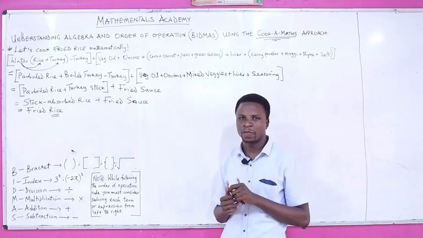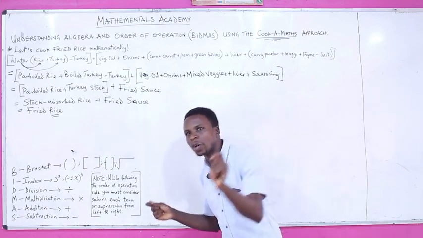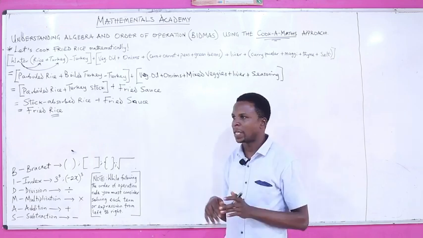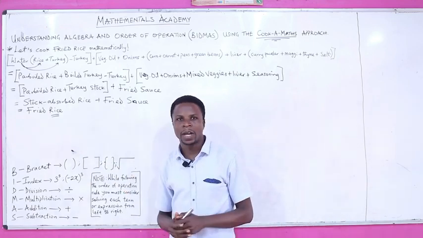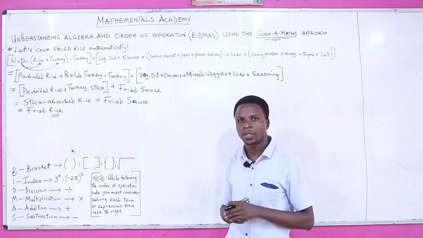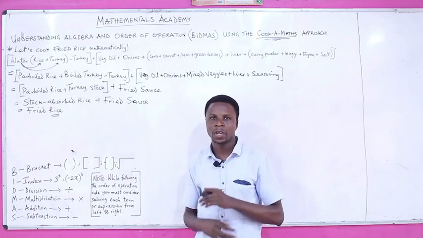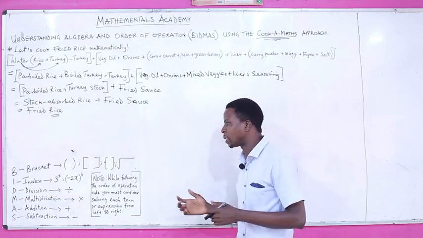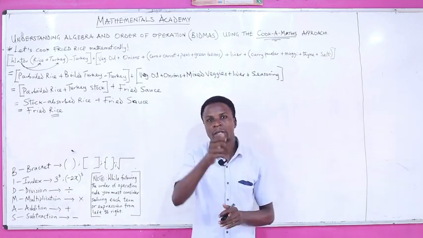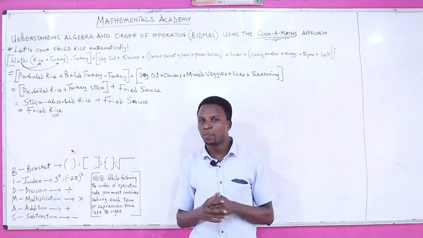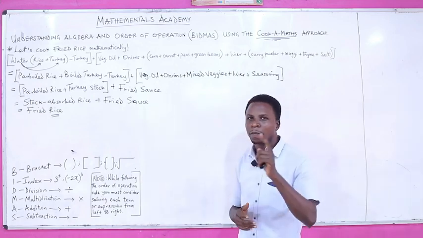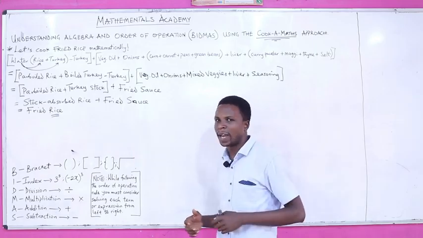What is my first course of action? After doing that, what is my next course of action? You go step by step until you arrive at your answer. So we are going to be solving some questions. I'll bring in some examples so that I'll put this into perspective and see how it relates to mathematics. Alright guys, so that is what I have for you today. I hope with these few points of mine, I'll be able to convince you that you can cook fried rice mathematically. Let's go to our examples.